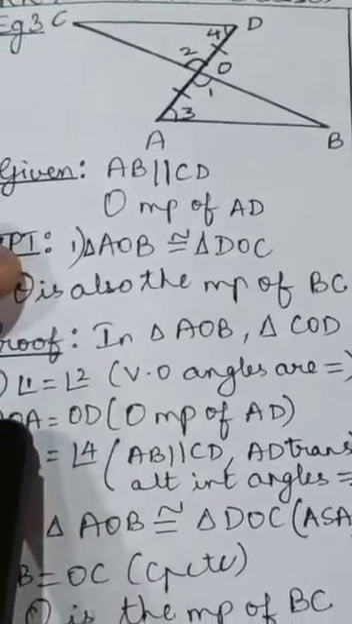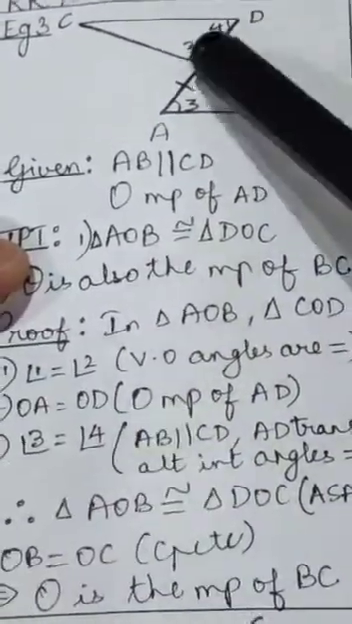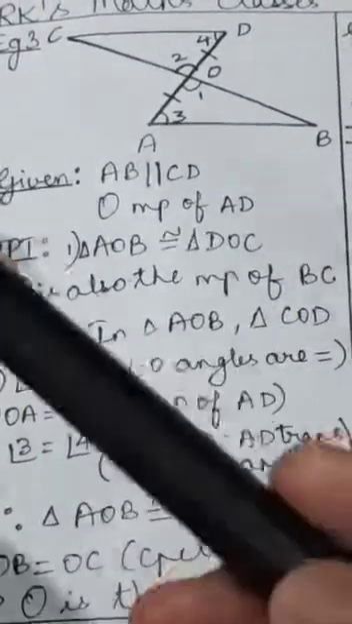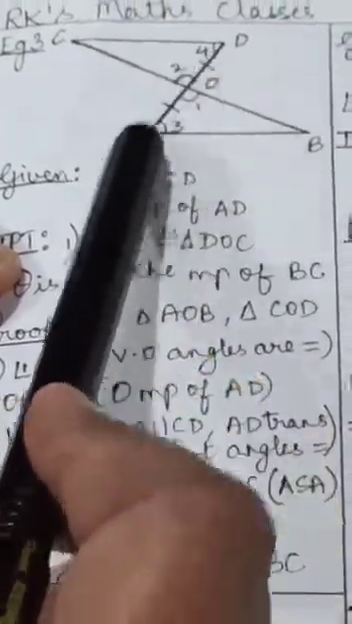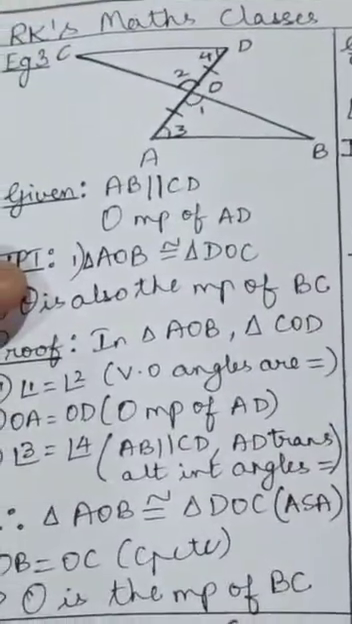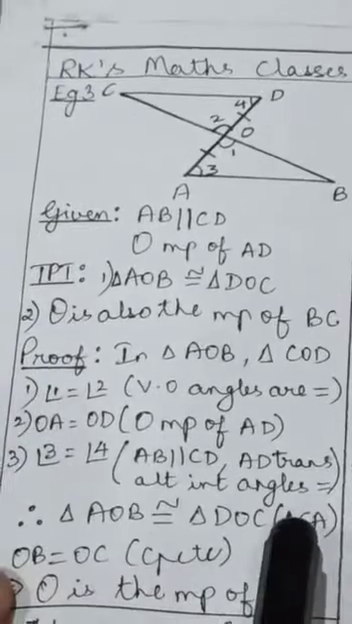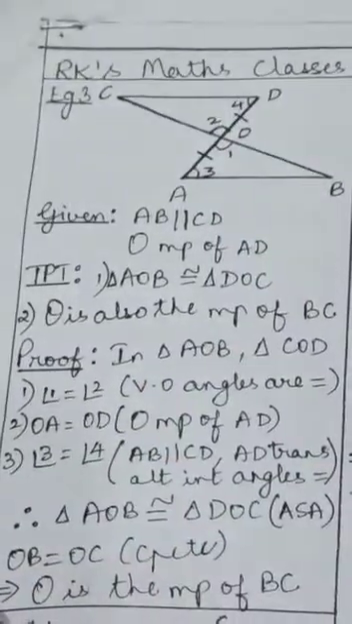See here? OA, which is the included side of the first triangle, is equal to OD, which is the included side of the second triangle. Included side meaning the side which is contained by the 2 angles. Angle 1 and angle 3 contain OA. Angle 2 and angle 4 contain OD. So clearly, by the ASA congruence rule, 2 angles and the included side, these 2 triangles are congruent to each other.